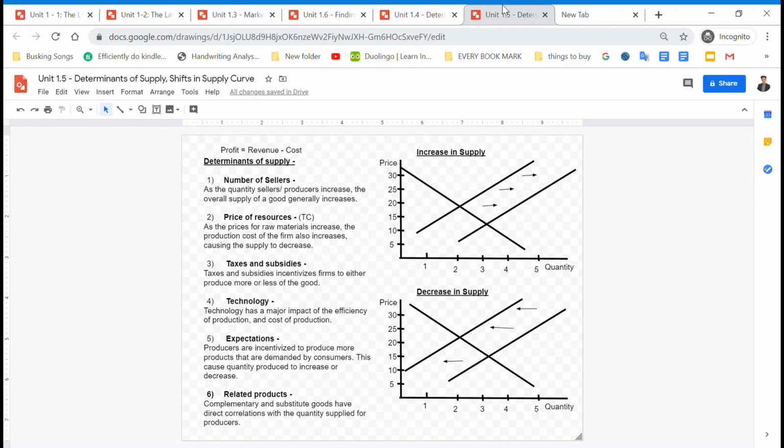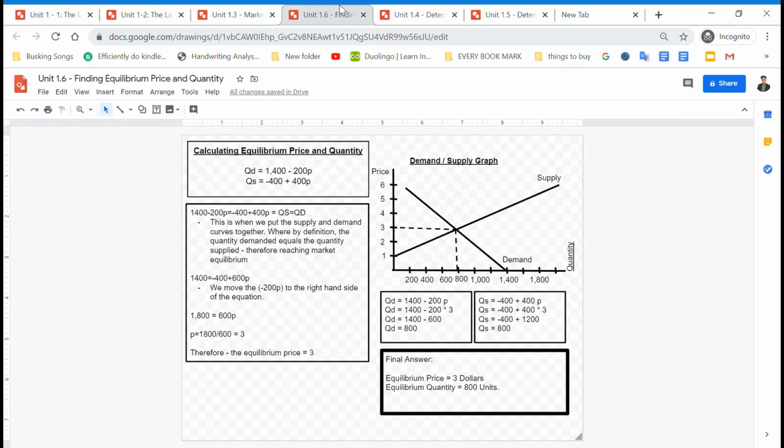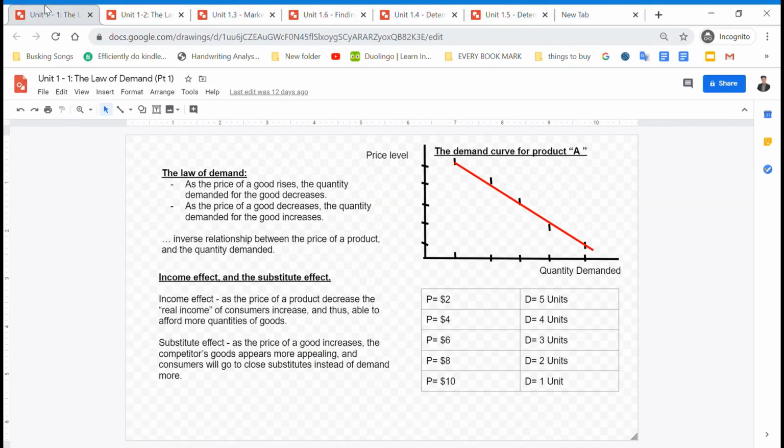So these are all the determinants of supply, and you guys really need to know how to illustrate these graphs in all of these examples. These graphs are extremely important for the illustration. And yeah, this is the review of our demand and supply and market equilibrium.